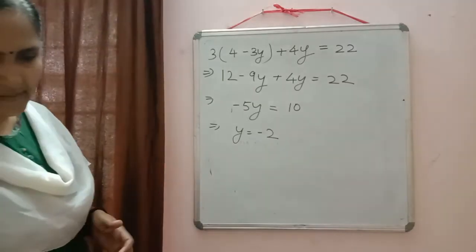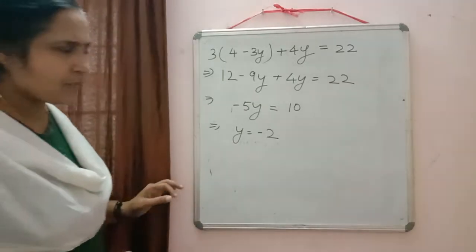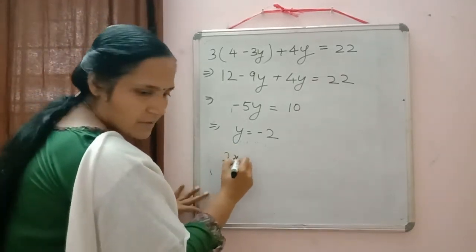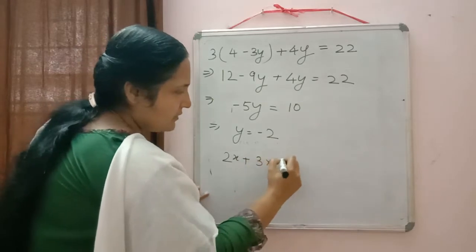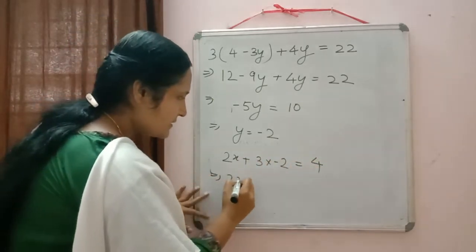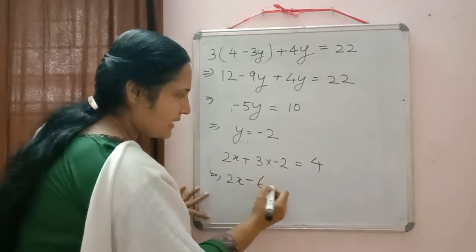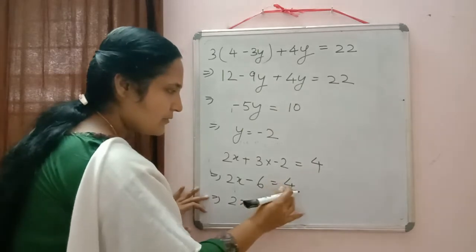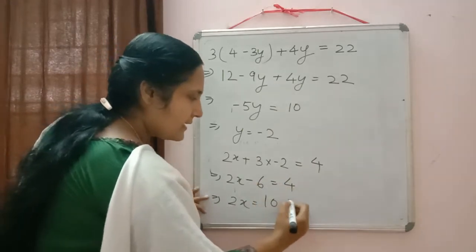And I think checking in equation 2 will be easy. So we are substituting the value in equation 2. Then we will get 2x plus 3 into minus 2 is equal to 4. So 2x, 3 into minus 2, minus 6 is equal to 4. So we'll get 2x is equal to 4 plus 6, 10.